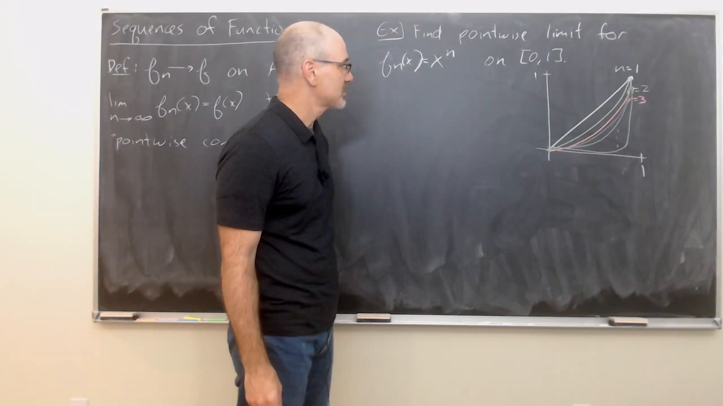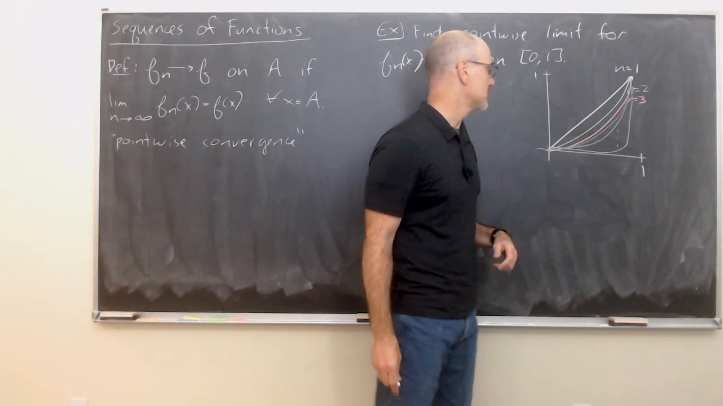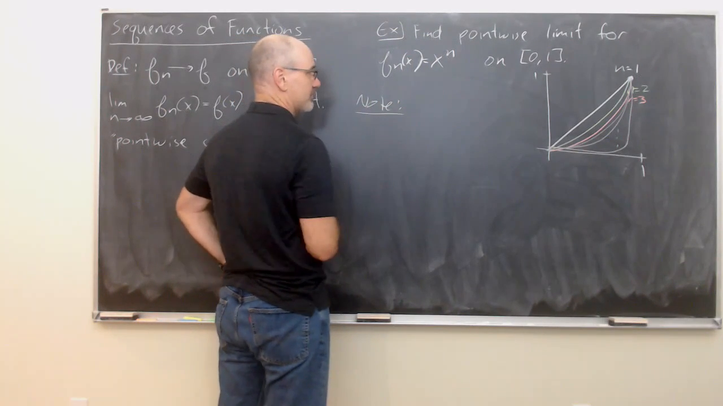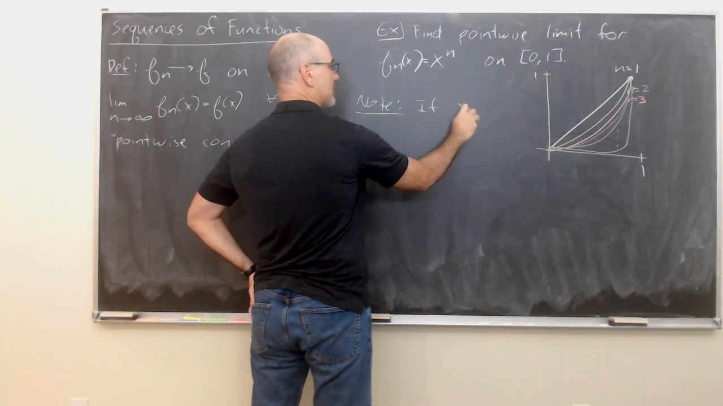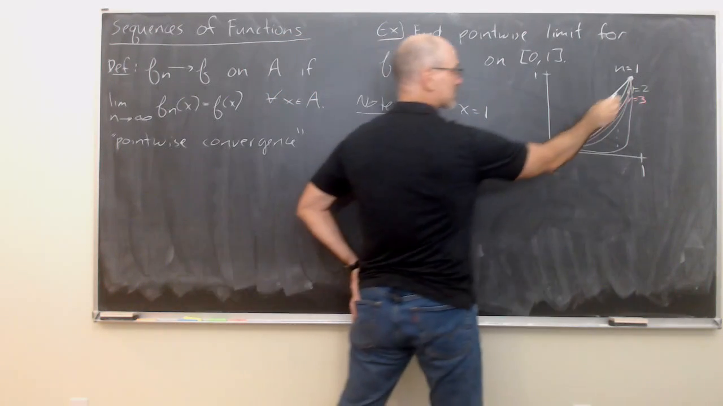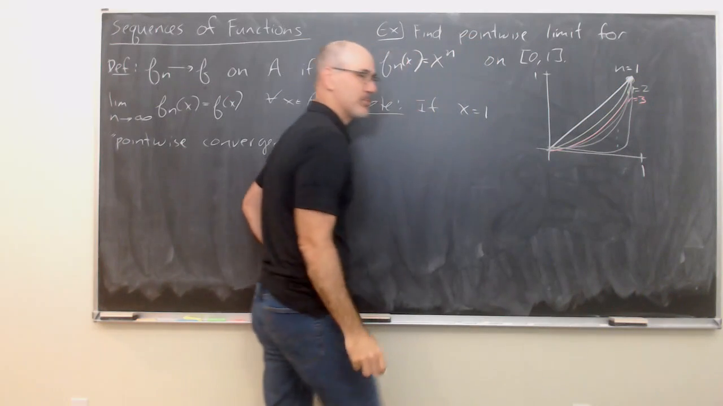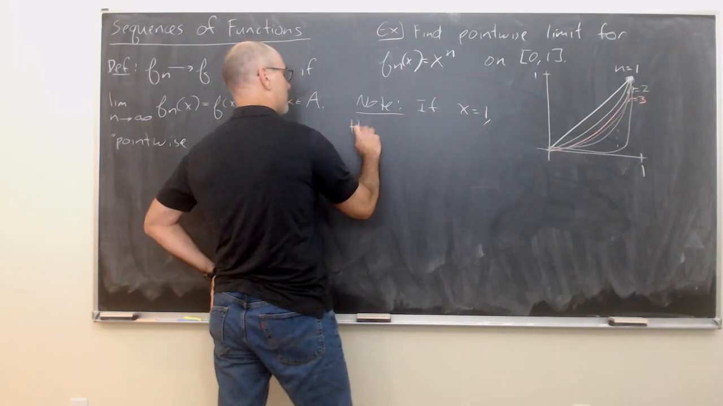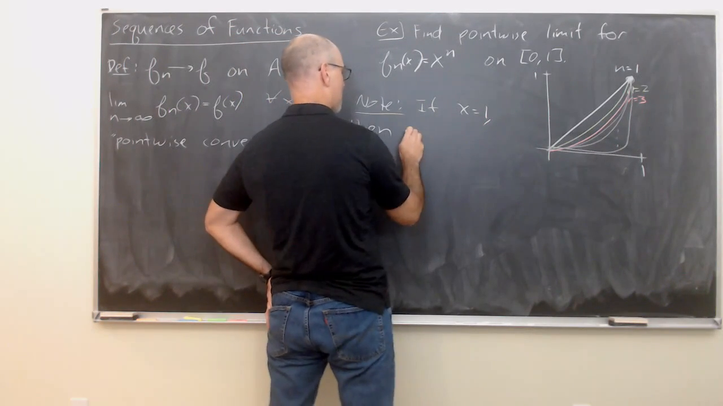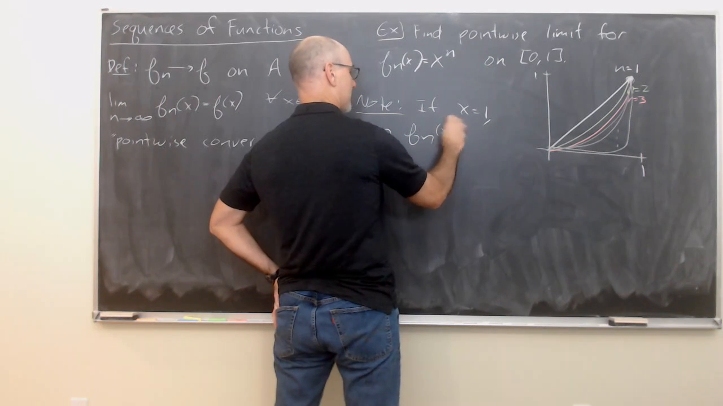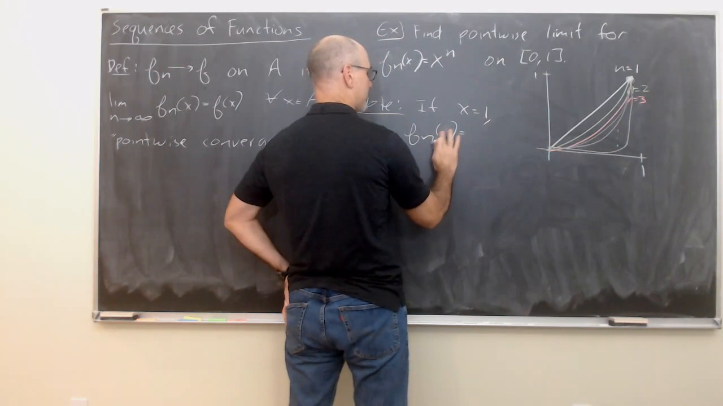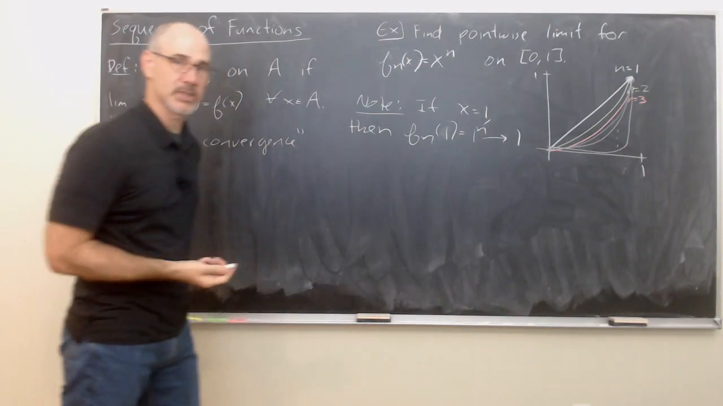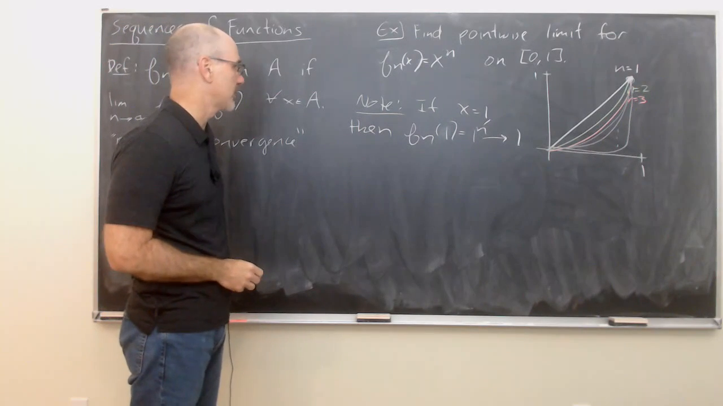So let's think about what this function sequence does in the limit. All right, so let's note that first off, if x is equal to 1, notice all of the functions meet at the point 1, 1, because 1 raised to any power is 1. So if x is 1, then fn of 1 is equal to 1 to the n, and that just goes to 1. Right? It's the constant function 1, but it converges to 1.